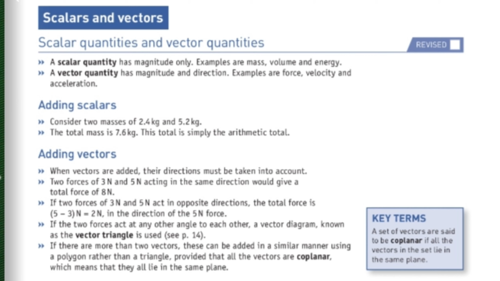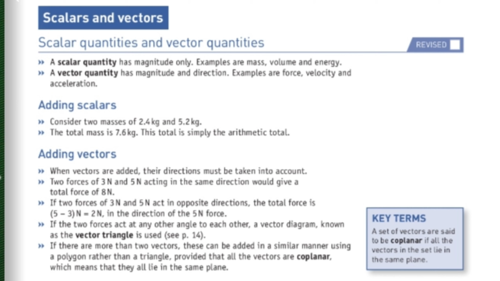Adding vectors. When vectors are added, their directions must be taken into account. Two forces of 3 newtons and 5 newtons acting in the same direction would have a total force of 8 newtons. If two forces of 3 newtons and 5 newtons act in opposite directions, the total force is 5 minus 3, which is 2 newtons in the direction of the 5 newton force.